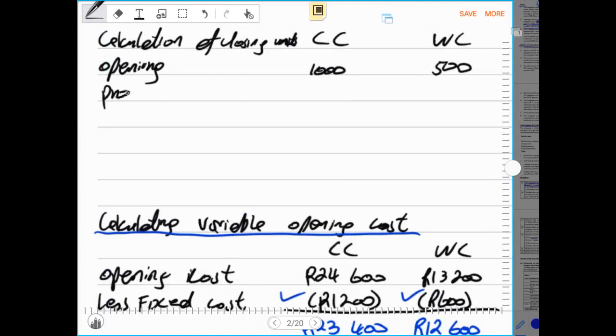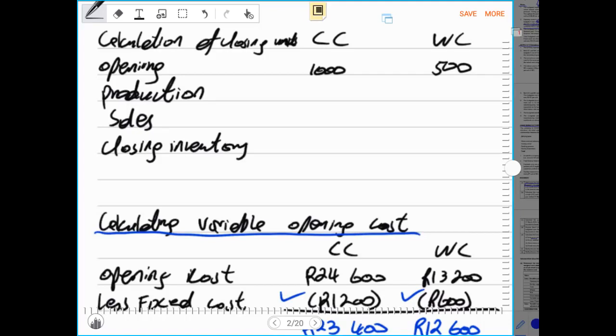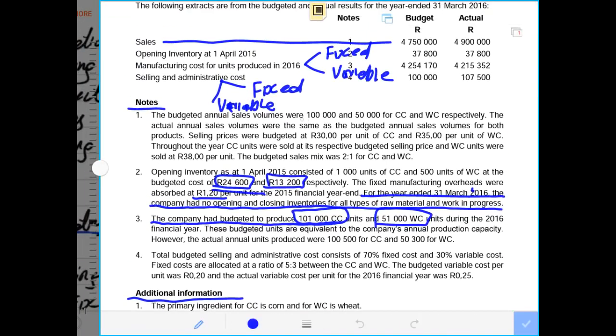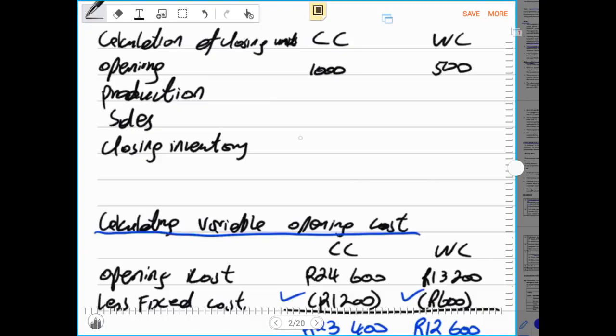I have opening plus production minus sales, then this will give me closing inventory. I am doing this because most of the time we are not provided with the closing inventory. So if that is the case here, then I'll do the same thing. Remember, the sales that were budgeted were 100,000 and 50,000. So under my sales, I can just write 100,000 budgeted sales and 50,000 budgeted sales for product WC. Sorry for that, it is under closing.